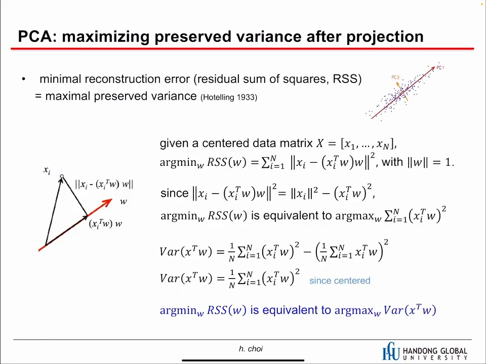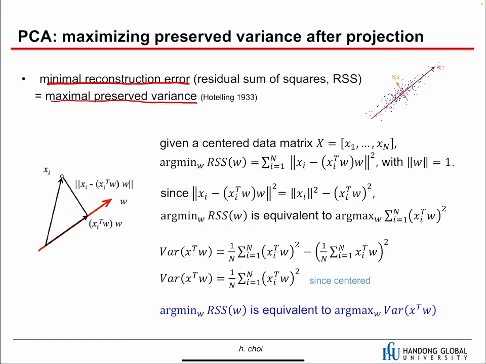And also at the same time, PCA maximizes preserved variance after projection. So in this slide, we are going to prove that this minimal reconstruction error from the previous slide is the same as maximal preserved variance. So preserved variance means after projections, we can calculate the variance. And that variance should be maximized if it is a PCA. Okay, so let's see how these two are the same.